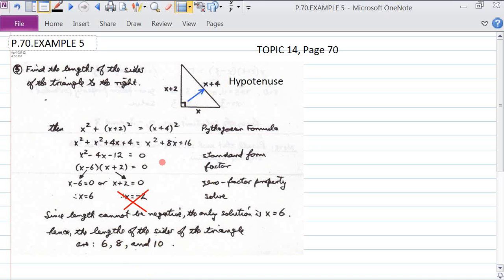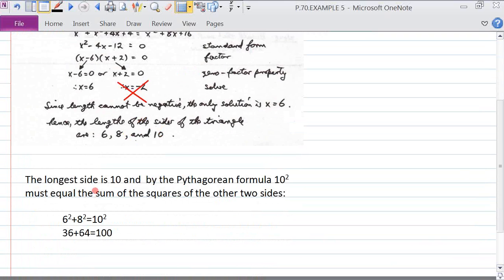Now, let's go over that. X comes out to be 6. X plus 2 is 8. So this side is 8. 6 plus 4 is 10. Now, the longest side is 10, and by the Pythagorean formula, 10 squared must equal the sum of the squares of the other two sides. So 6 squared plus 8 squared must equal 10 squared. 6 squared is 36. 8 squared is 64. 10 squared is equal to 100.